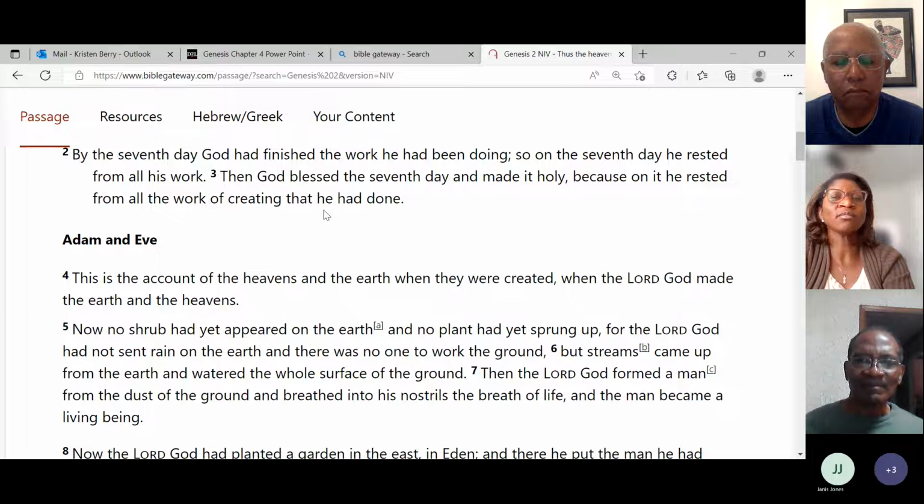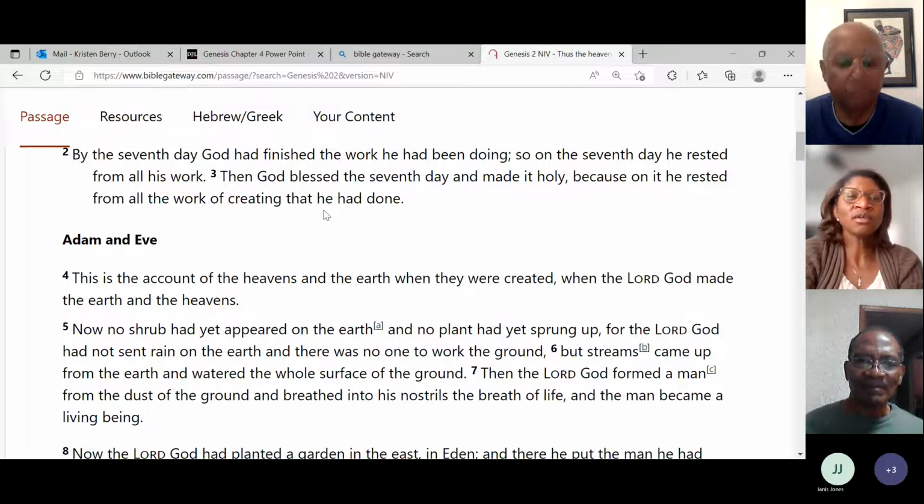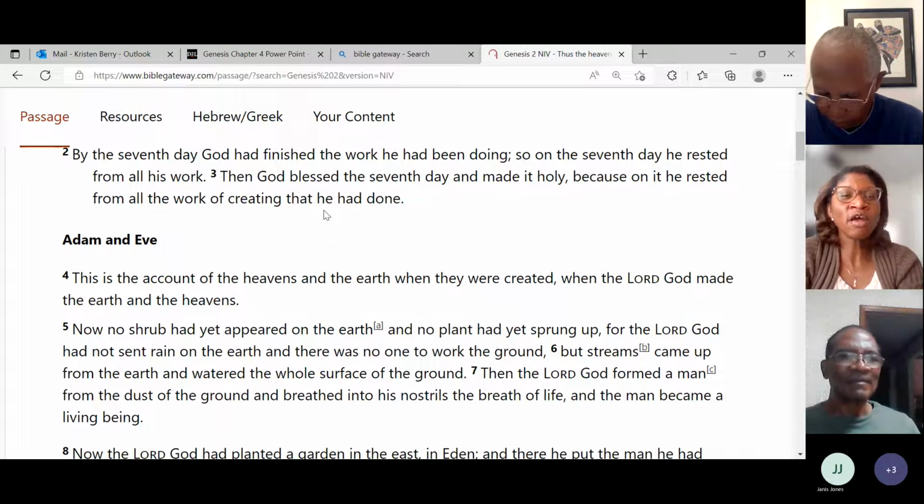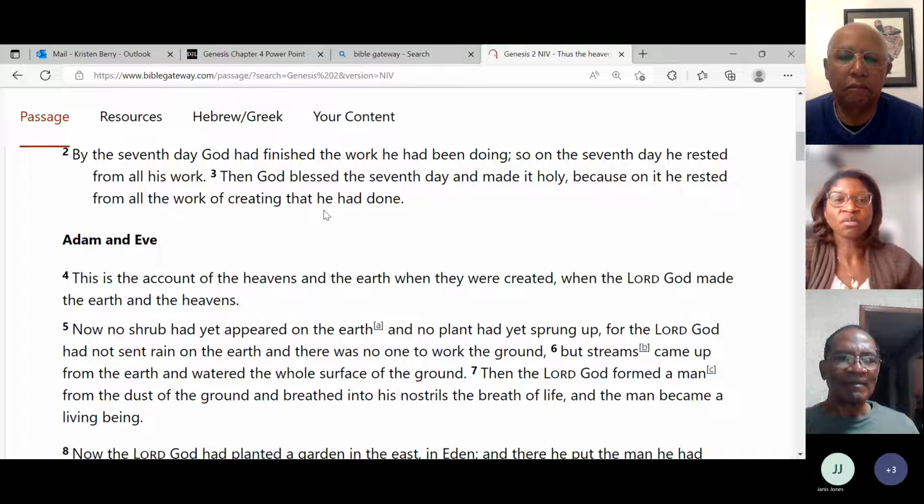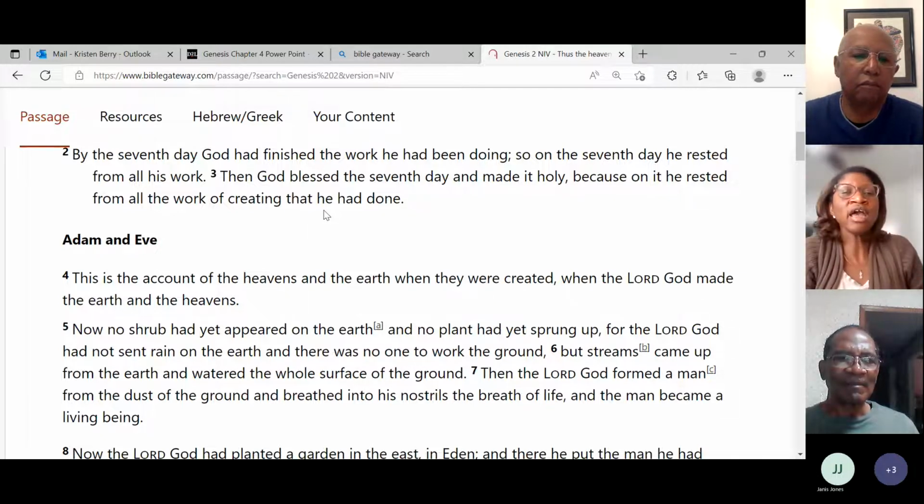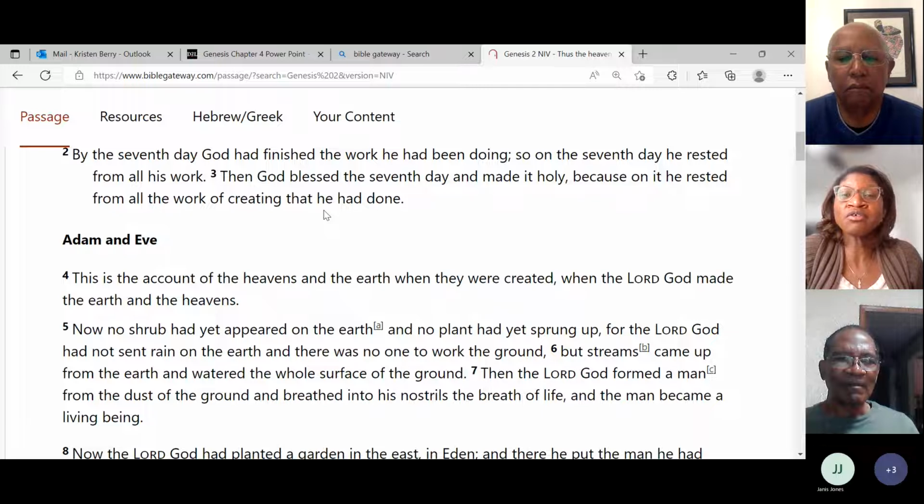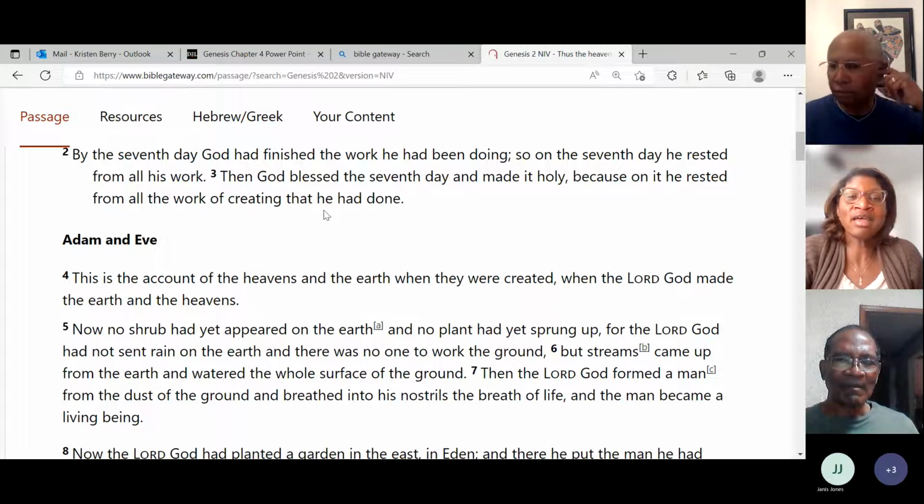All right. So just hang with me. Put on your study cap. Now we're going to go to verse 4. We're in chapter 2, verse 4. Look at verse 4. Look how it starts off. This is the account of the heavens and the earth when they were created. When the Lord God made the earth and the heavens.